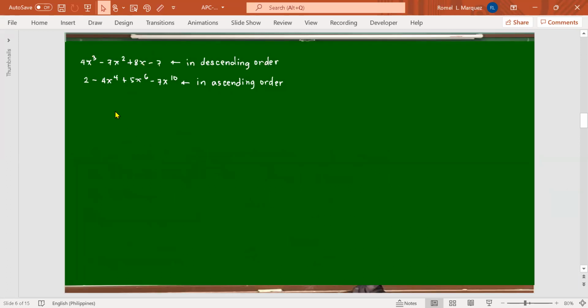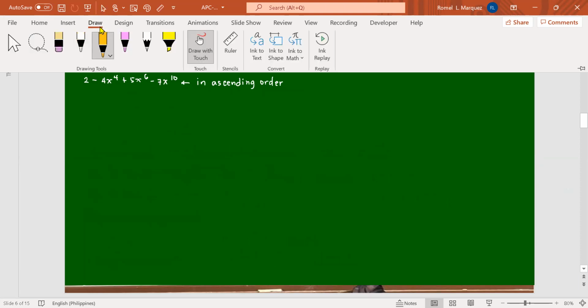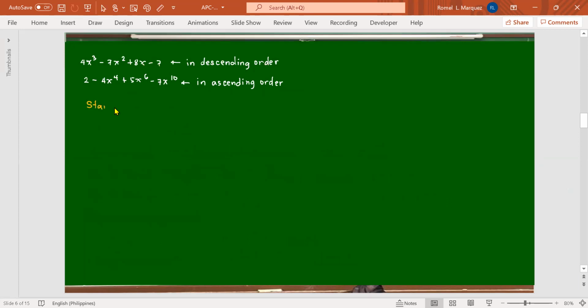Okay? Now, if you have a polynomial in one variable, there is a standard form. Standard form of a polynomial in one variable. Yung mga Americans, they pronounce variable. Standard form of a polynomial in one variable.